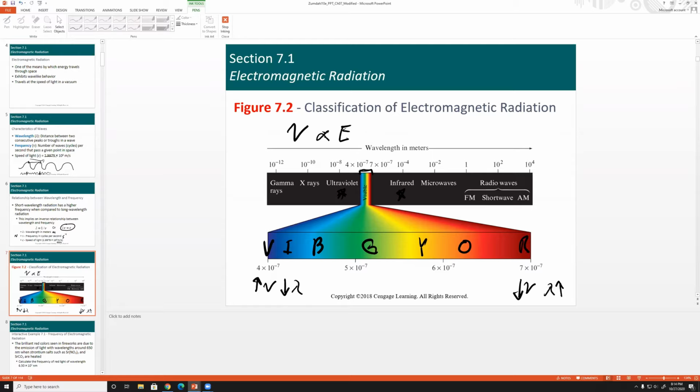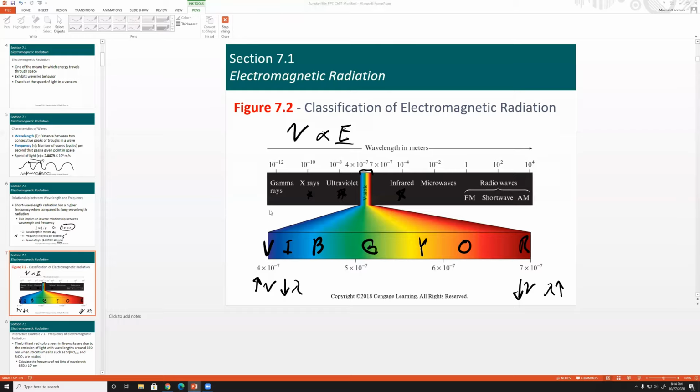So the X-rays are higher frequency. So they're higher energy and they can hurt you more than UV rays. So that's also dangerous.